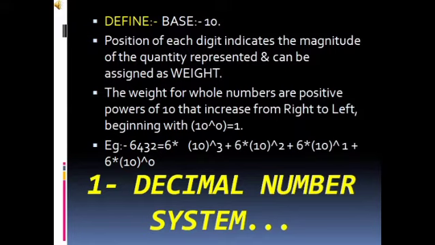I have taken an example, 6432. Just see the right side. It's like 6 into 10 to the power 0. Then we are increasing the powers. Then it would be plus 6 into 10 to the power 1, plus 6 into 10 to the power 2, and so on until the digits are completed in the question. We will be solving the numericals of the decimal number system like this. We can say these are the weights of the decimal.